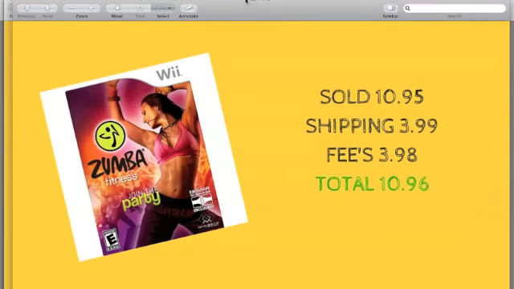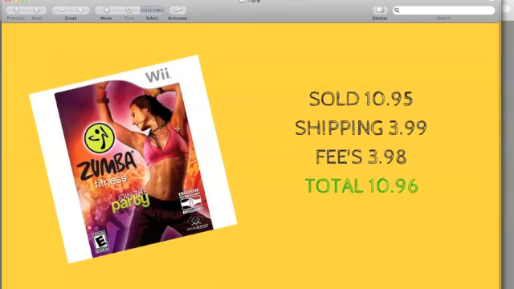The next item, this is a Wii game, and it's Zumba Fitness. It also came with a belt, but I figured, it shows a belt right there. So I sold it for $10.95. Shipping was $3.99. Fees were $3.98. I made a net profit of $10.96.